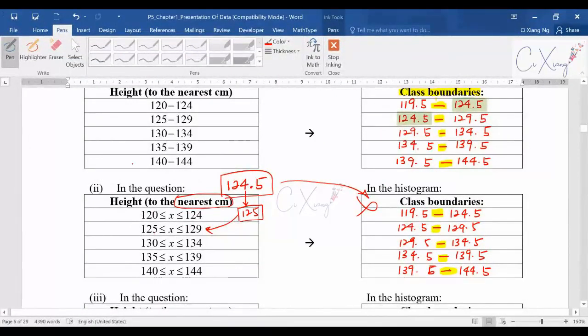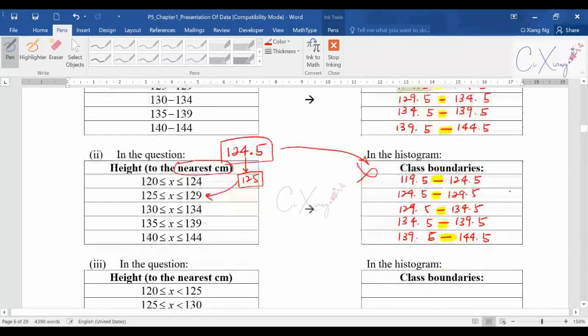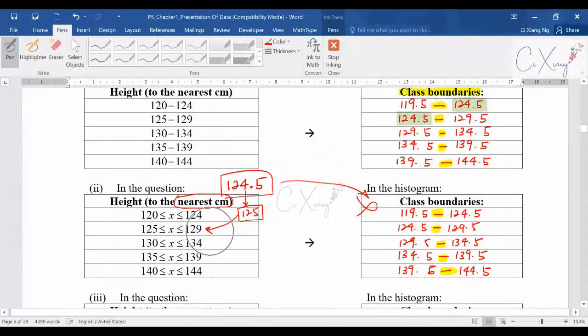All right, so these two are examples of how we adjust the interval to become class boundary. Please take note that not every time do you have to adjust the interval to become class boundary. So these two are the examples where you need to do the adjustment, plus 0.5 and minus 0.5.